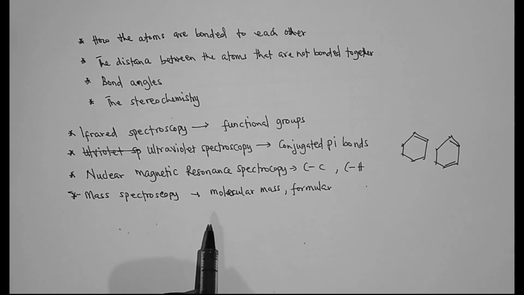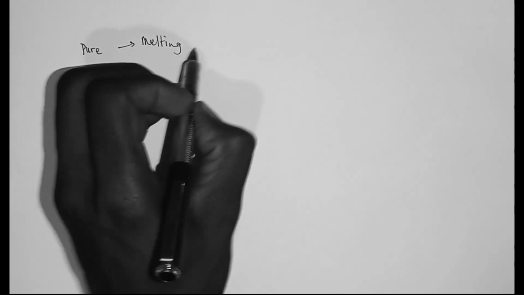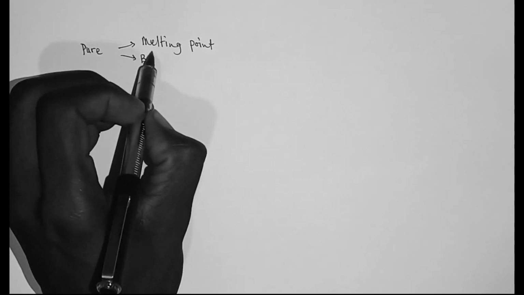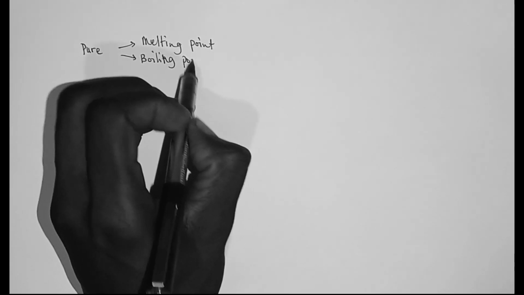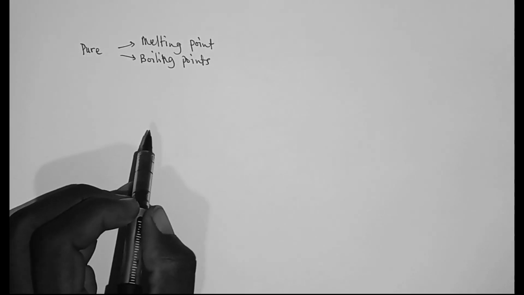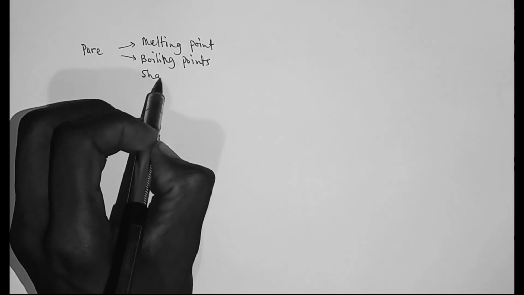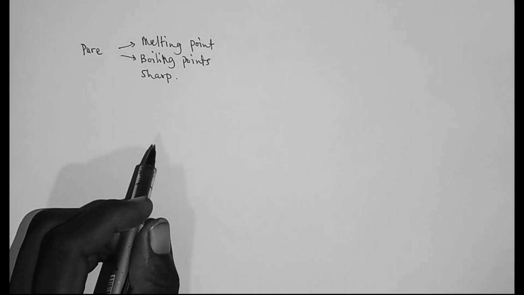which is the NMR. Now, when dealing with organic compounds, one of the requirements is that those compounds must be very pure. And the purity of an organic compound is determined based on its melting point and then also the boiling point of the organic compound. So organic compounds tend to have very sharp melting and boiling points.